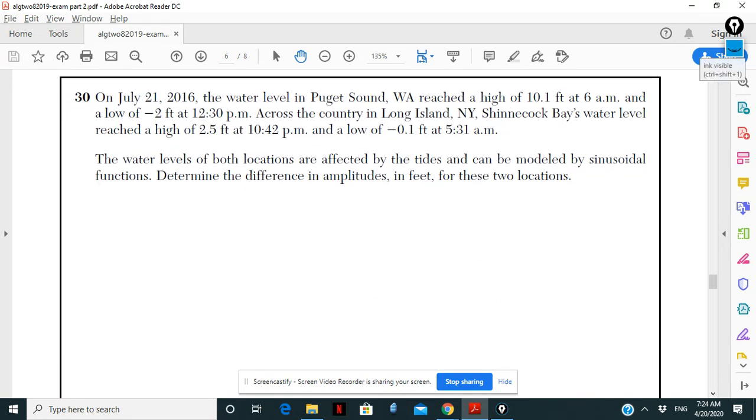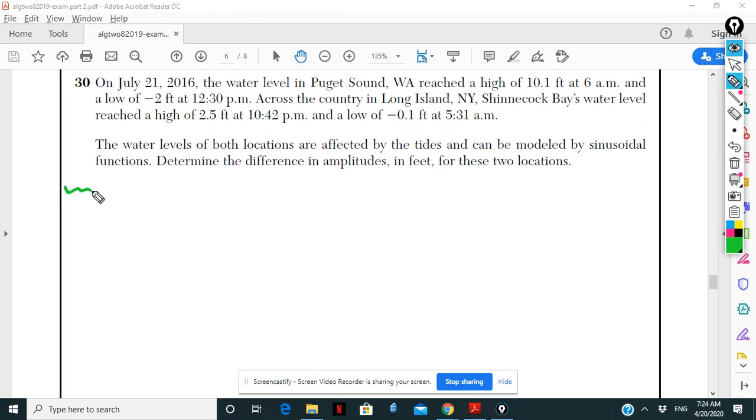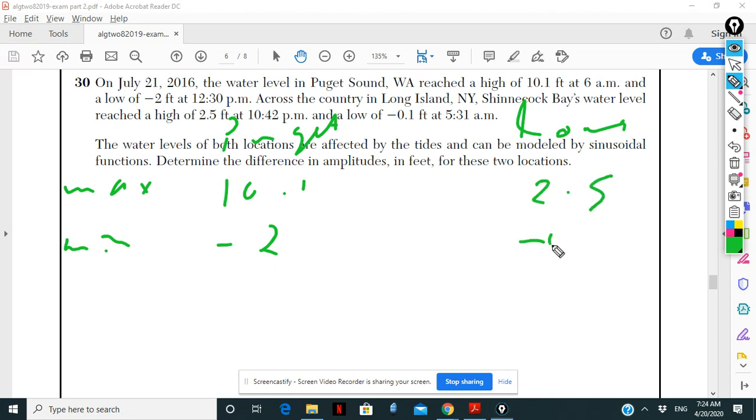Question number 30. On July 21st, 2016, the water level in Puget Sound reached a high of 10.1 feet at 6 a.m. and the lowest, so the maximum, here Puget, here Long Island. So the maximum is 10.1 and the minimum is negative 2. On the other hand, it's 2.5 and the lowest negative 0.01.